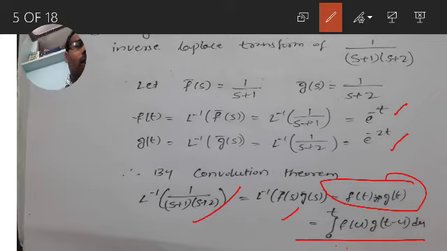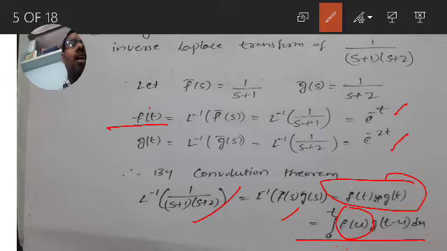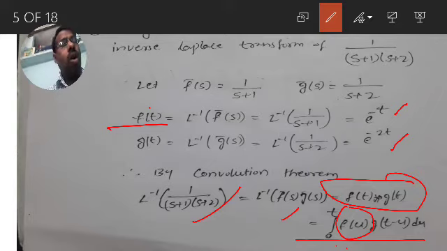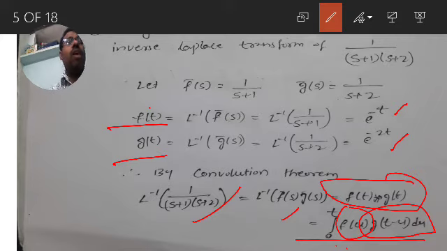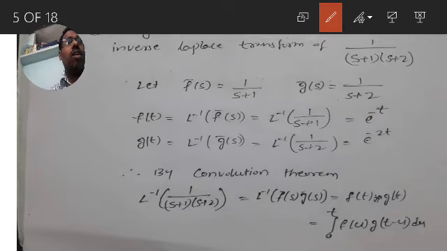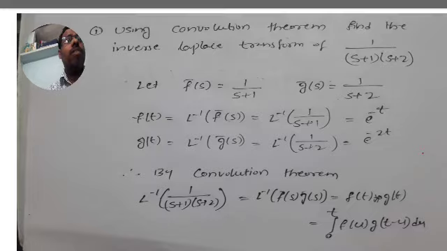So you have to write f of u. How can you write f of u? You have f of t, at place of t write u. And you have to write g of t minus u. How will you write g of t minus u? We have g of t. At place of t, write t minus u. That gives the answer. Let us go to the next slide.